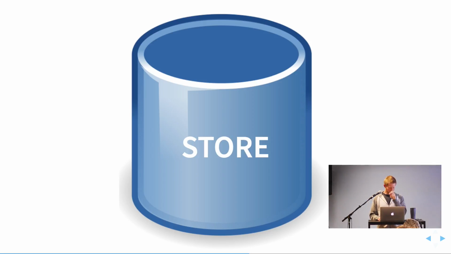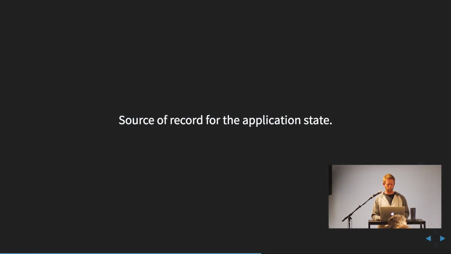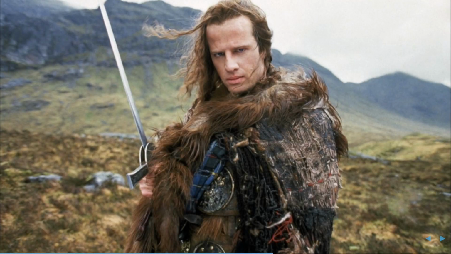But so the store, we can think of as more or less like a database on the client side. It's our source of record for the application state. So in Flux, where you could potentially have many stores, Redux has only one store. There can be only one. There's one state object, and we only ever deal with a single object.